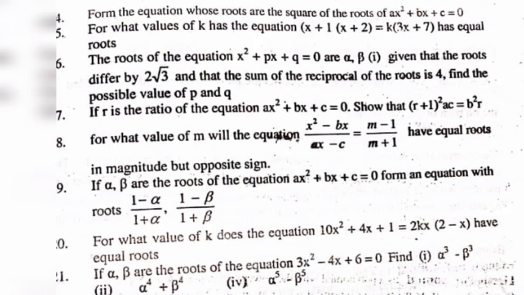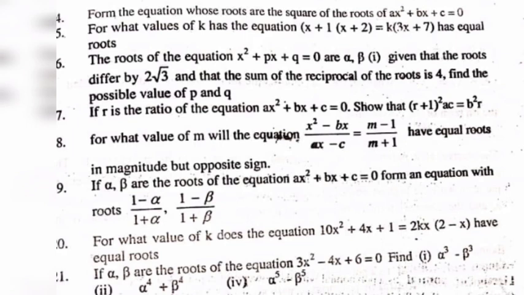So after doing that, you are now to solve for k. For what value of k does the equation have equal roots? How do you then solve for k? Equal roots means b squared equals 4ac. You get your answer.